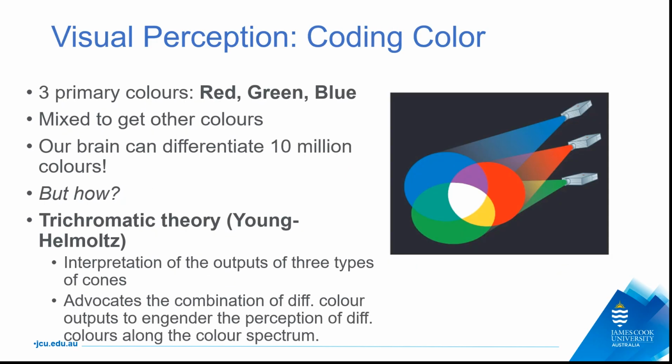Okay, visual perception, coding color. One way of explaining this is the trichromatic theory, which is influenced by the way we mix colors. Young-Helmholtz, a very classical 19th century theory. It still works, it's not really wrong. Very importantly, this theory argues that, just like when we do a painting, different color outputs engender the perception of different colors along the color spectrum. So we're doing it with all the inputs and outputs from our cones, integrating all these neural signals to get different kinds of colors.